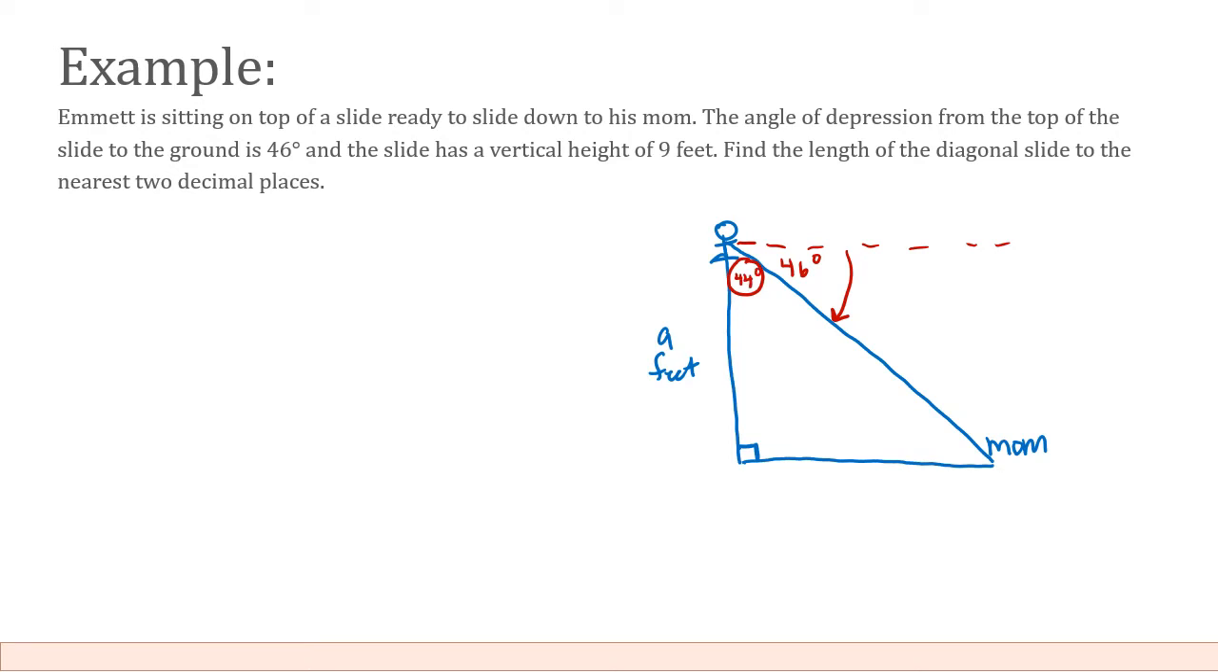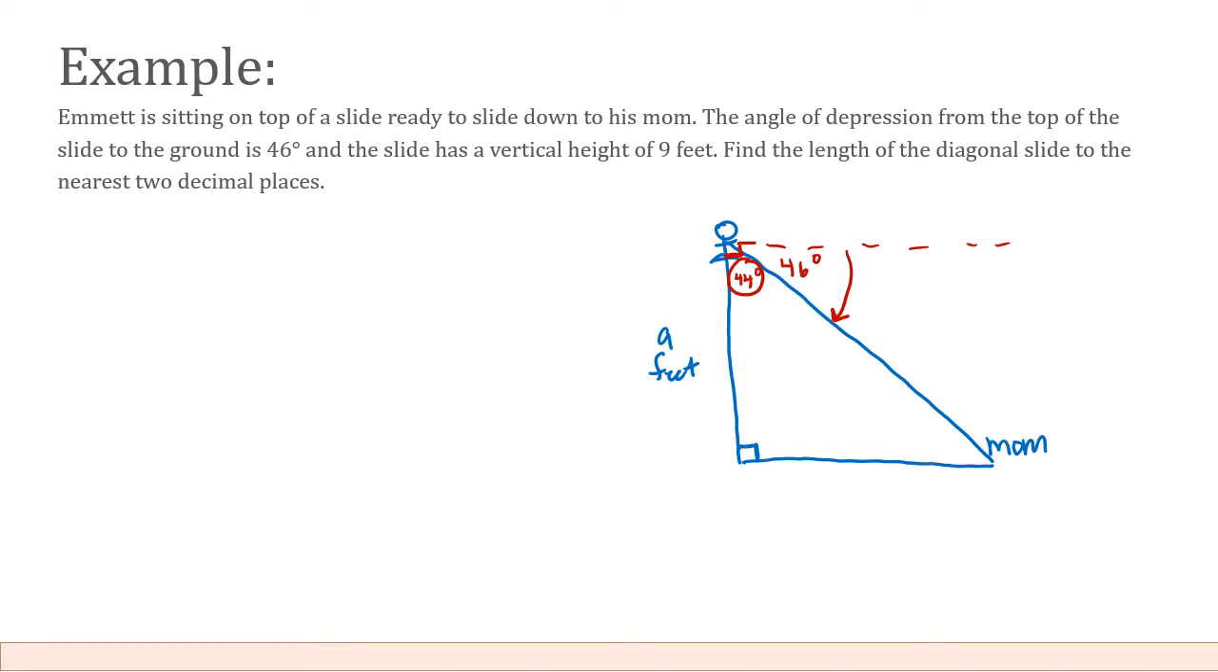Okay, so two angles adding up to 90 degrees are called complementary angles. And we know that they sum to 90 degrees because I'm also forming a right triangle up here at the top when I do that. So what is it that I'm trying to find? Find the length of the diagonal slide to the nearest 2 decimals.